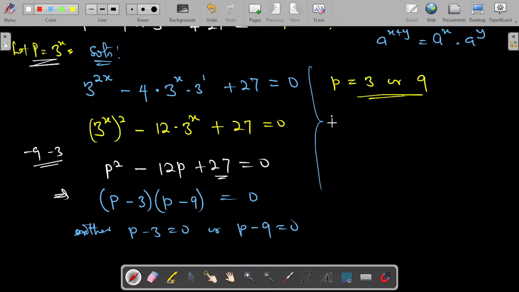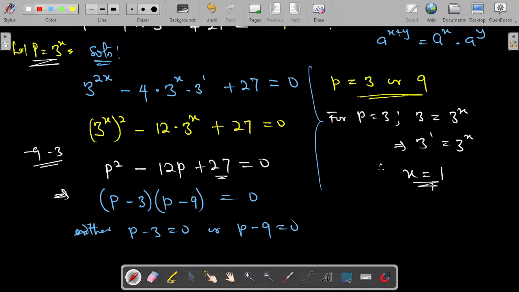So we'll start with p equal to 3. I'm going to have that my 3 is equal to 3 raised to the power x. Remember, my p now is 3. So in this case, I can now say this is 3 to the power 1 is equal to 3 to the power x, and therefore, since the bases are the same, my x will be equal to 1.